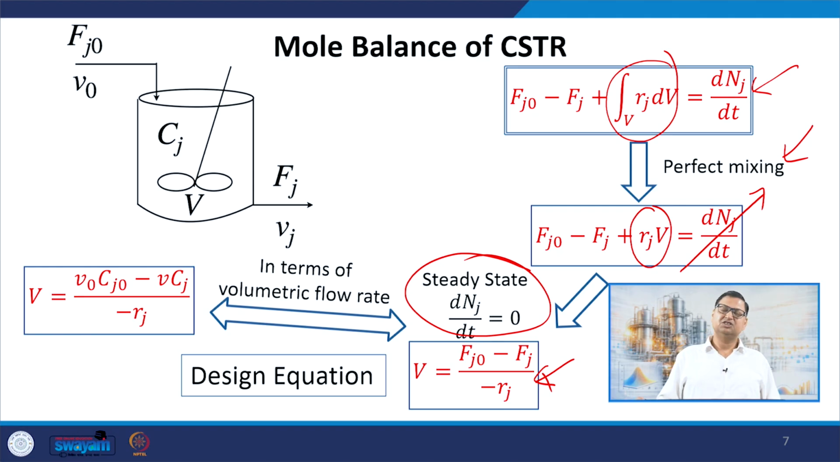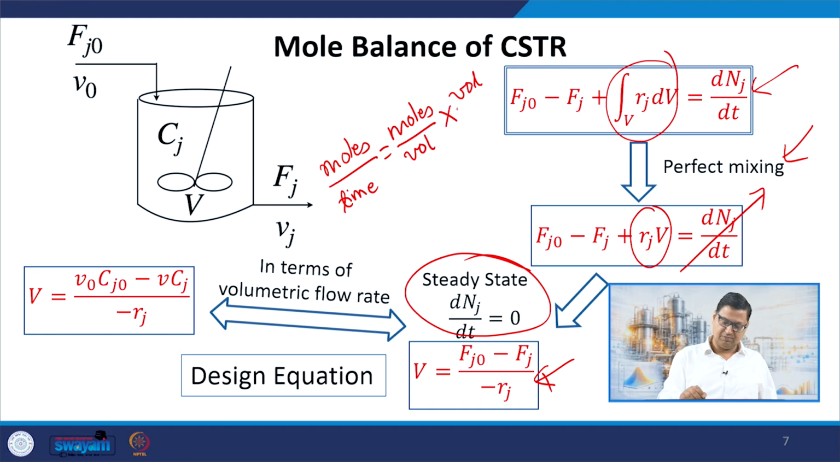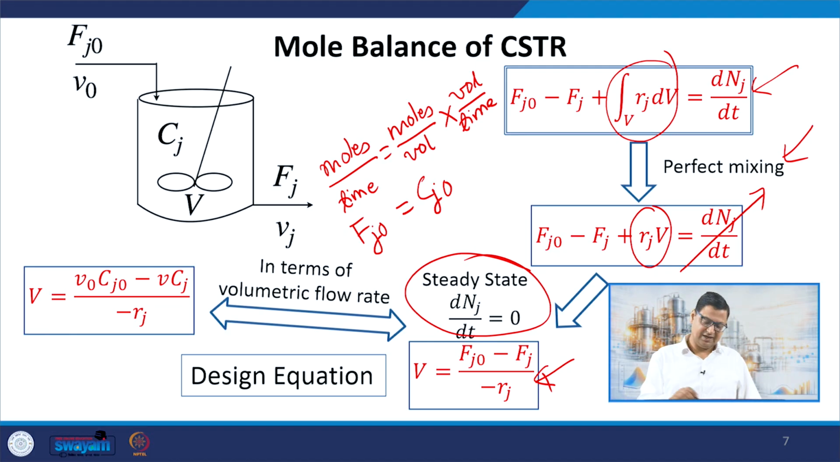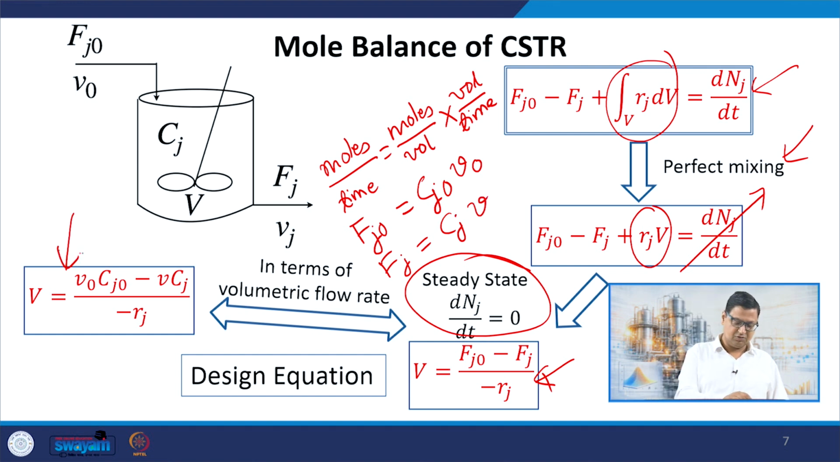And again, since we know that the moles per unit time can be represented in terms of concentration, basically moles per unit time can be written as moles by volume into volume by time. What this means is that I can write my Fj naught as the moles per unit volume, that is the concentration, Cj naught into the volume per unit time, that is the volumetric flow rate. Let me call this some V naught, and similarly I can do it for the outlet. Fj is equal to Cj into V, and I get this particular equation.